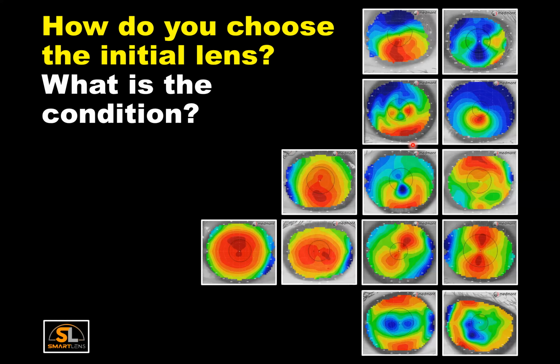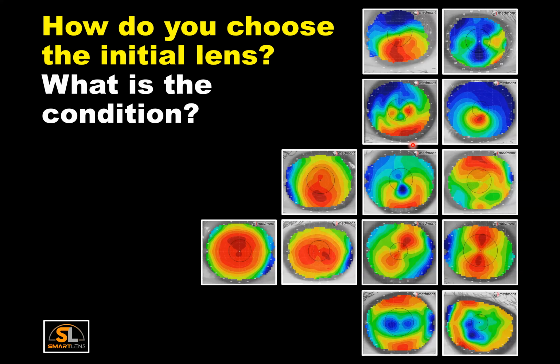Now, how do you choose the initial SmartLens? Is it a complicated process? Do we need K readings? Do we need topography? Do we need OCT? Is there some fancy way that we need to consider to select the initial lens? And the truth is, it is incredibly simple.